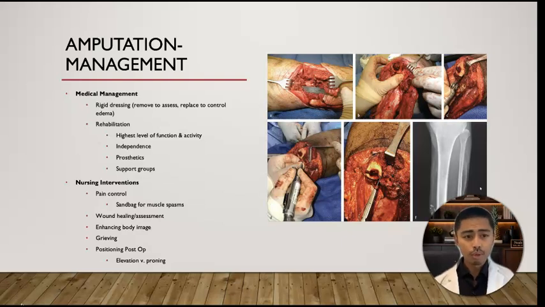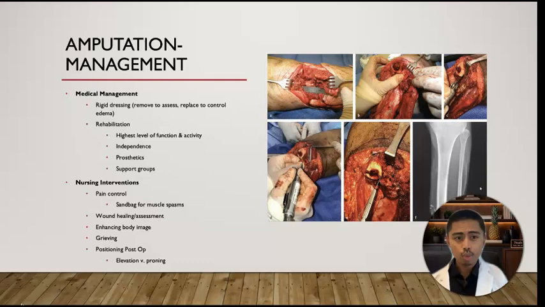Rehab is going to be necessary for these patients and really important so that we can maximize their function and try to get them as independent as possible post-operatively. If necessary, we can use a prosthetic fitting. And with these people, psychosocial considerations is going to be very important. So support groups can help.